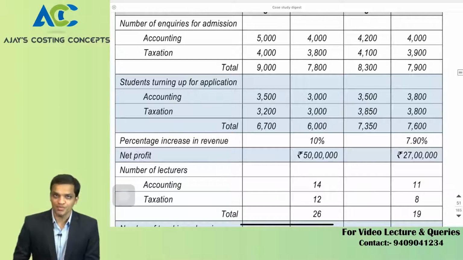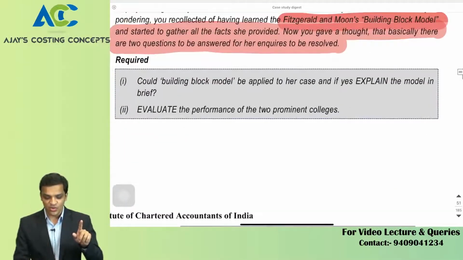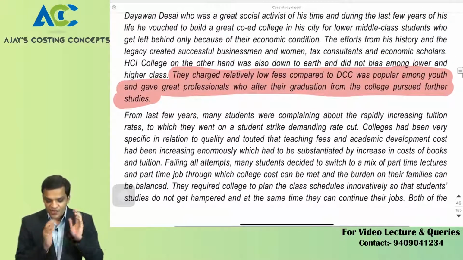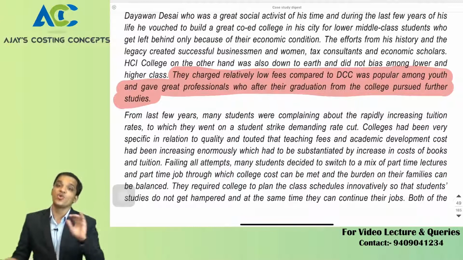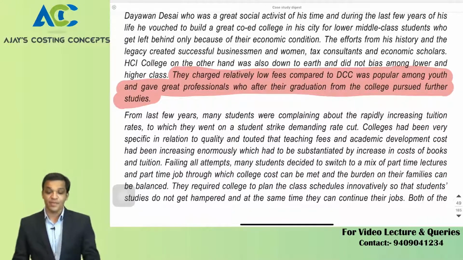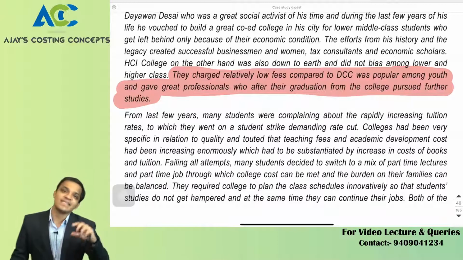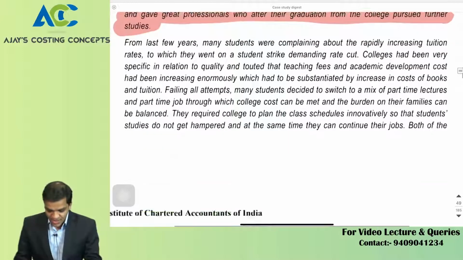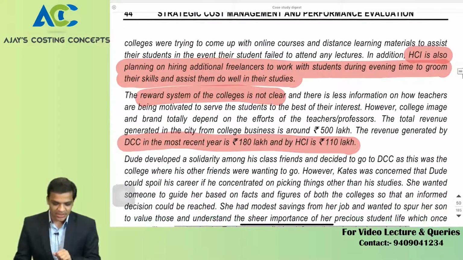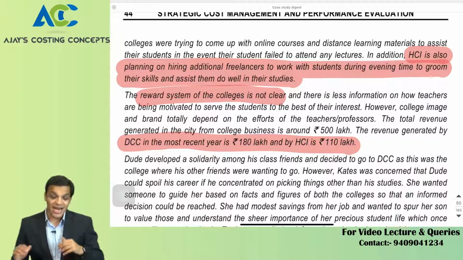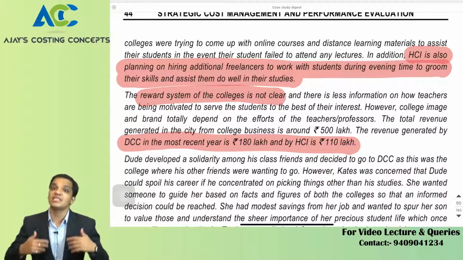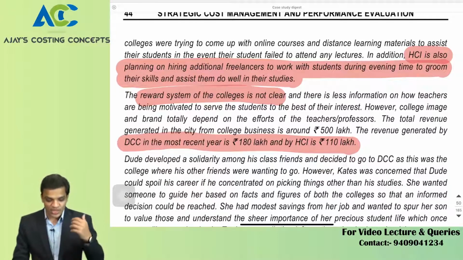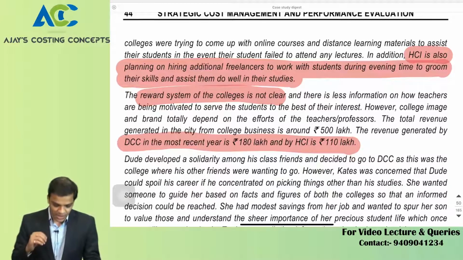Now, by going through this chart, these facts and figures, understand the number of inquiries and admissions. There are two things we ticked in the question. Number one was that the fees of HCI are lower than DCC. They charge very low fees compared to DCC, so financially HCI is better because they are charging lower fees. The second area is that HCI is planning to hire additional freelancers, so they are giving better quality. They are more flexible when it comes to providing services to groom their students and to understand their requirements, right?